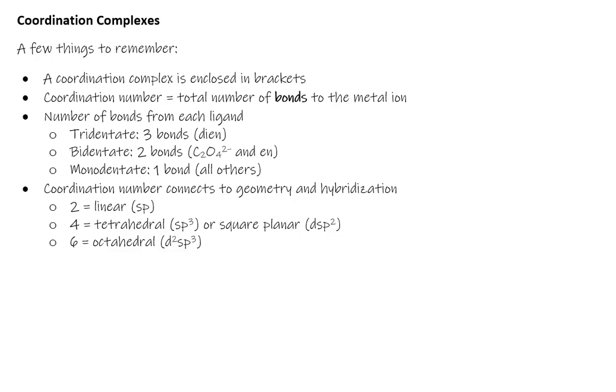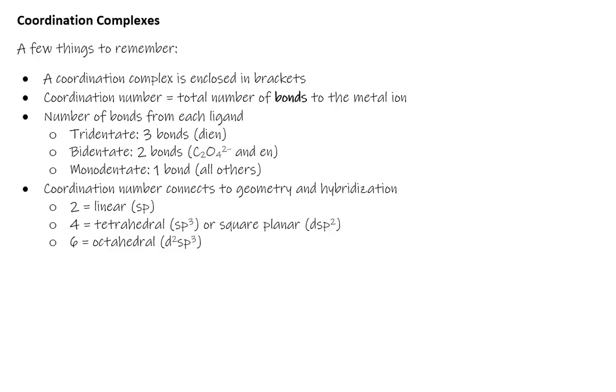So what is a coordination number? The coordination number will be the total number of bonds attached to the metal ion. And to figure this out, we need to know something about the character of the ligand. So there are different types of ligands that contribute different numbers of bonds. In this class, we will limit ourselves to monodentate, bidentate, and tridentate ligands.